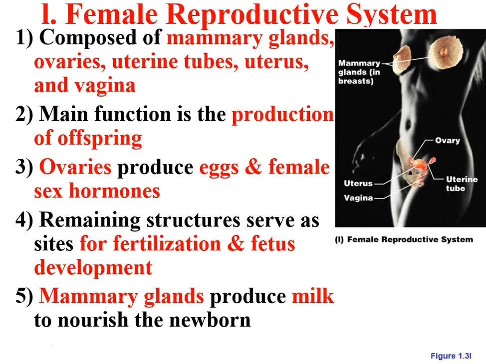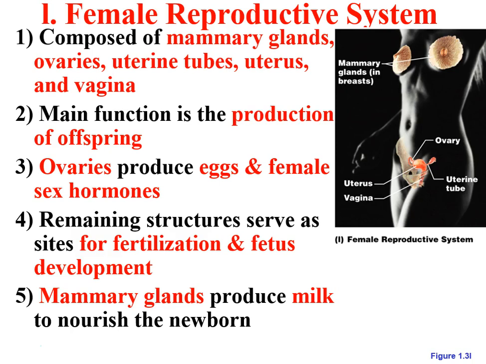The female reproductive system is composed of mammary glands to provide milk for the baby, ovaries, the uterine tubes, the uterus, and the vagina. The main function of the female reproductive system is the production of offspring. The ovary, which is the female gonad, produces eggs and female sex hormones like estrogen and progesterone. The remaining structures serve as sites for fertilization, which would be in the uterine tubes, and fetal development, which would be in the uterus. And the mammary glands, as I said a while ago, produce milk to nourish the newborn.